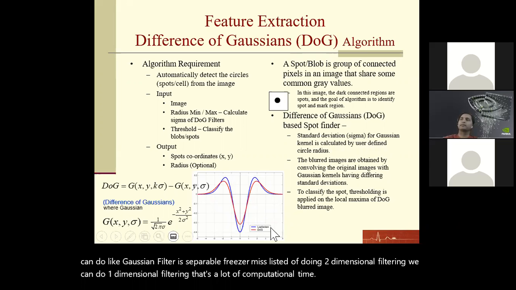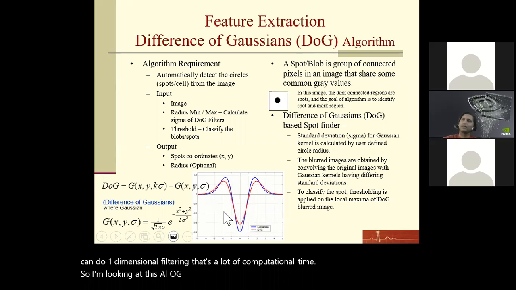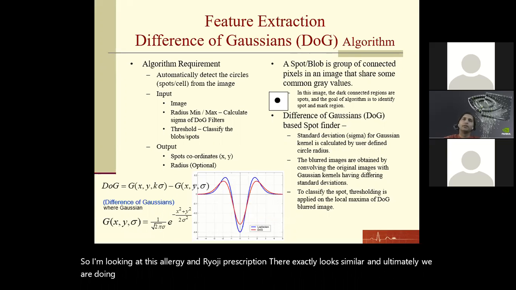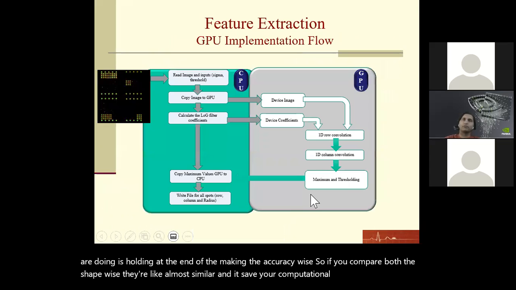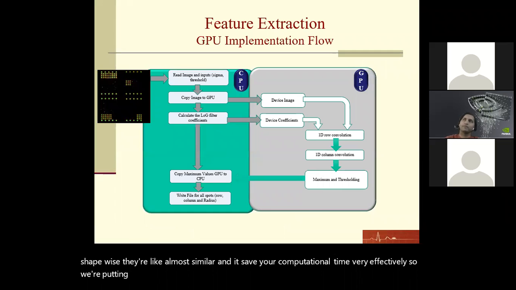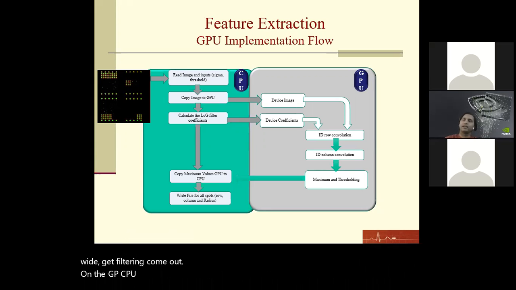Looking at the LoG and DoG filter coefficients, they look exactly similar, and ultimately we do thresholding at the end for accuracy. If you compare both, shape-wise they are almost similar, and it saves computational time very effectively. So we implement the same algorithm on the GPU with 1D filtering row-wise and 1D column-wise, then come back to the CPU and write into a file how many circles are detected, what the dimensions are, and what the parameters are.